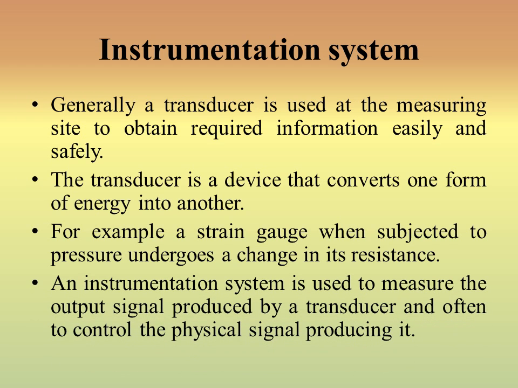An instrumentation system is used to measure the output signal produced by a transducer. So what does this instrumentation system do? It only measures what the transducer is trying to tell us. It measures that output signal, and often, if we have connected suitable devices, it can also control that physical signal which is being produced.